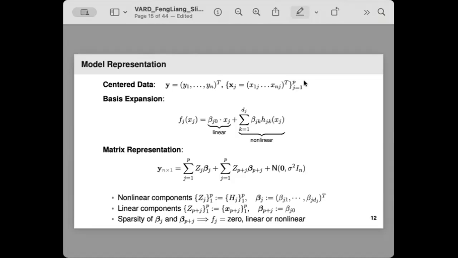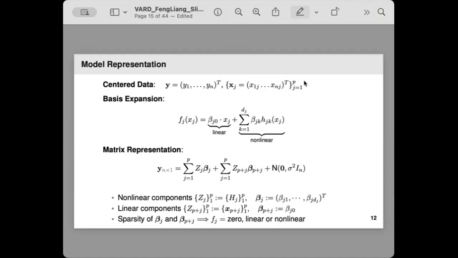Start with the matrix representation of the additive model. Given n training data points, we have a response vector of length n, and each feature vector is an n by 1 vector denoted by this boldface xj. And we usually center the data, so we do not need to include the intercept in the model. We decompose each function fj into two parts, a linear component and a nonlinear component, represented using a set of basis functions. So this gives us a matrix representation of the model.